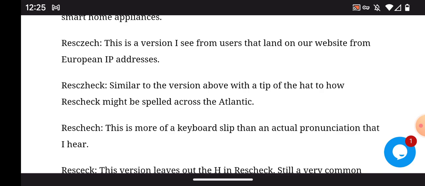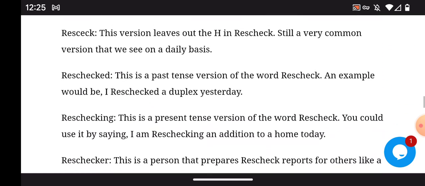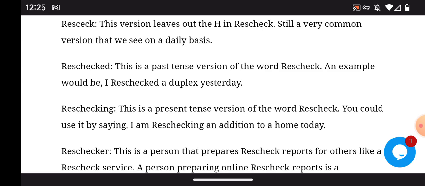Resczech. This is a version I see from users that land on our website from European IP addresses. Reschzeck. Similar to the version above with the tip of the hat to how Rescheck might be spelled across the Atlantic. Reschech. This is more of a keyboard slip than an actual pronunciation that I hear.